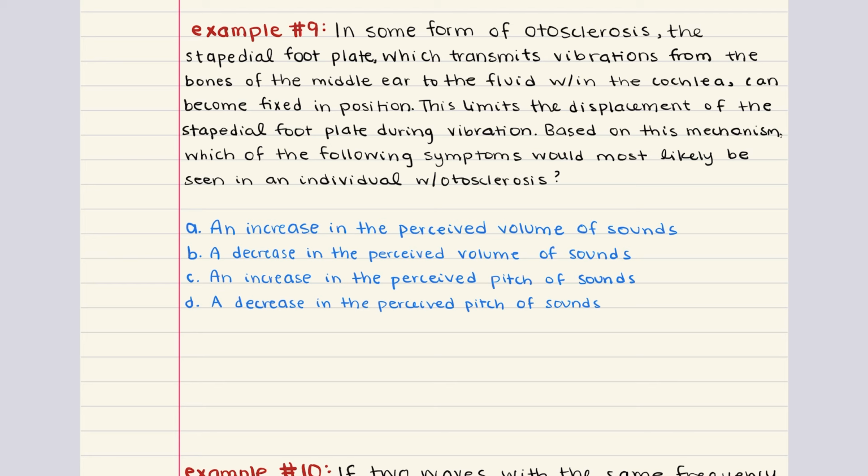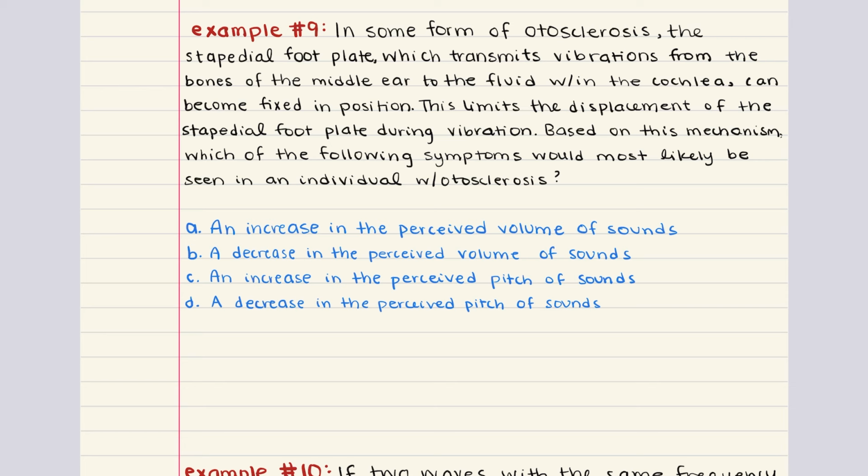Problem 9 says, in some form of otosclerosis, the stapedial footplate, which transmits vibrations from the bones of the middle ear to the fluid within the cochlea, can become fixed in position. This limits the displacement of the stapedial footplate during vibration. Based on this mechanism, which of the following symptoms would most likely be seen in an individual with otosclerosis?